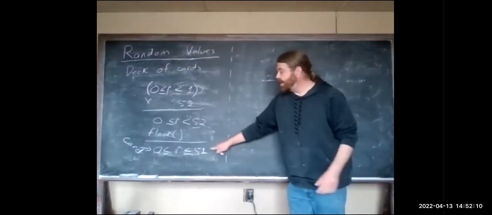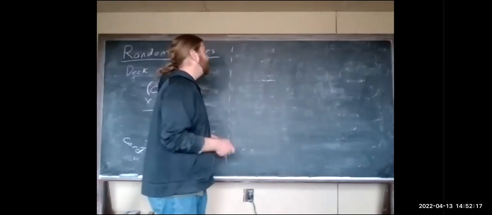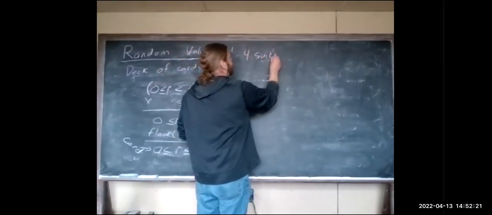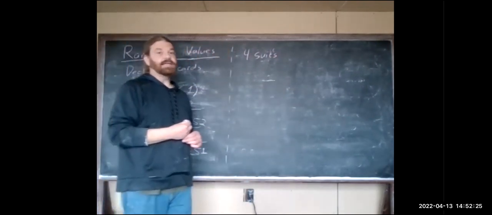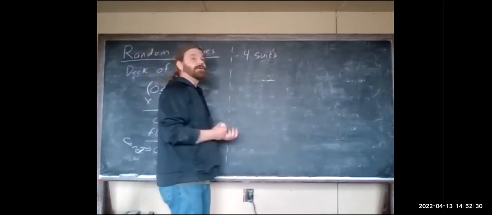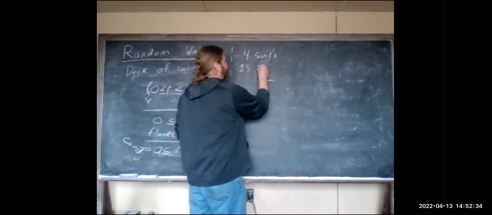So once we have our number, we need to split it up into our normal traditional American deck of cards where we have 4 suits. 52 cards are organized into 4 suits: spades, hearts, diamonds, and clubs. And then we have 13 values of each, which our technical term for that is ranks.